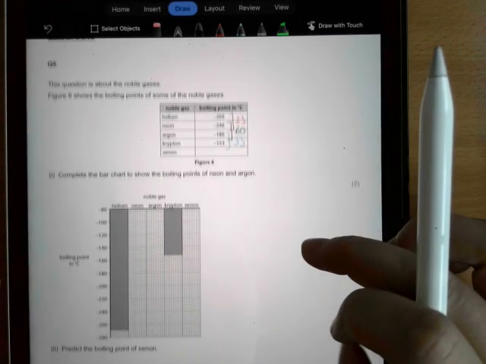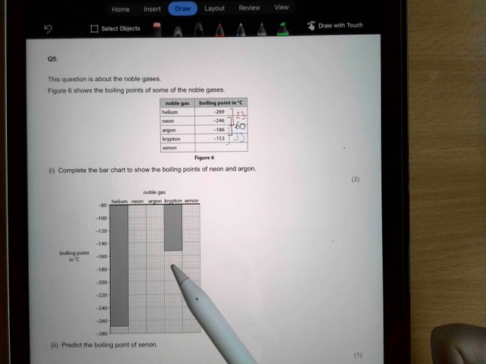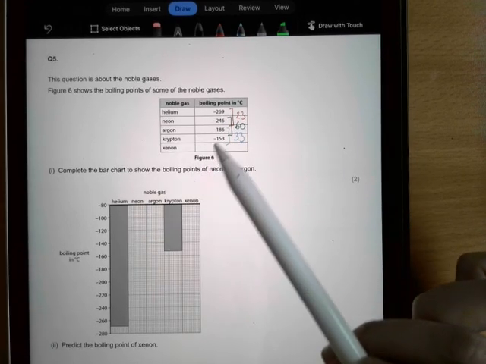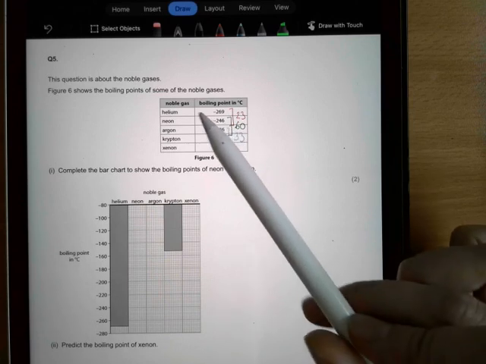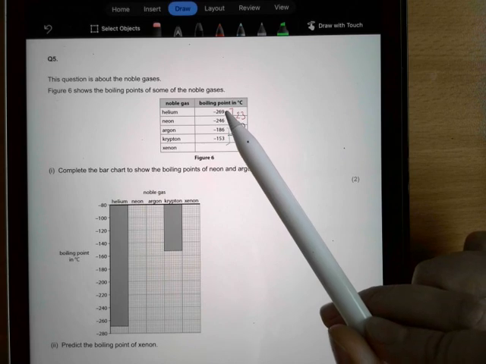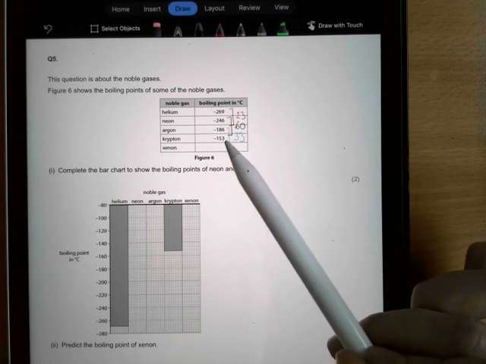So the first part of the question should be straightforward. You're given the boiling point, you just fill it in on the bar graph. The second part, they ask you to predict what the boiling point of xenon might be using the trend. You can see as you go down group 0, the boiling points are increasing. The numbers are becoming less negative. So all you need to do is give a higher temperature than minus 153.